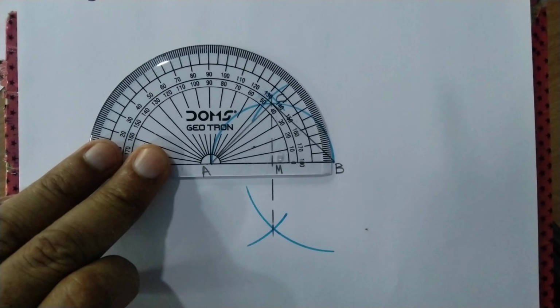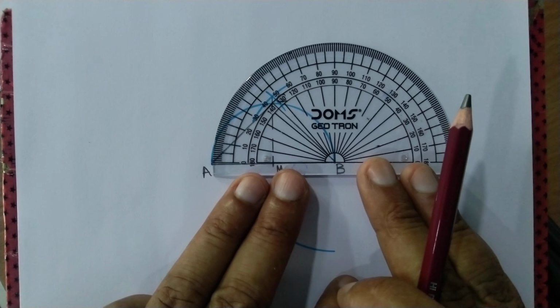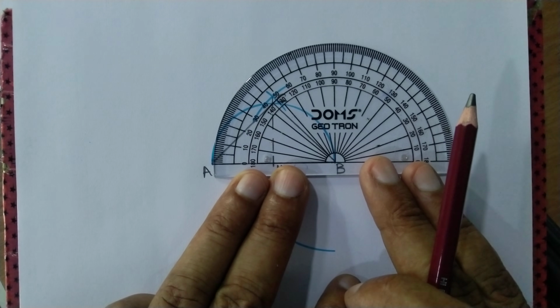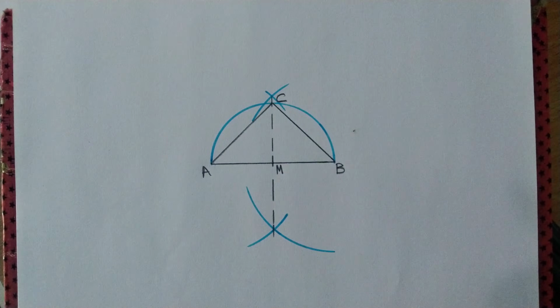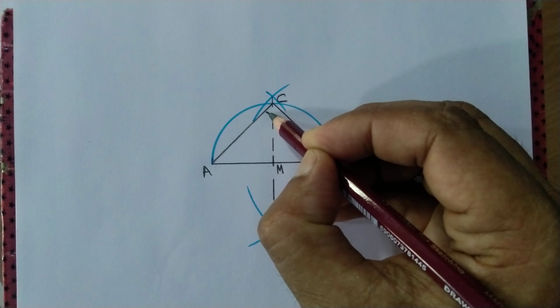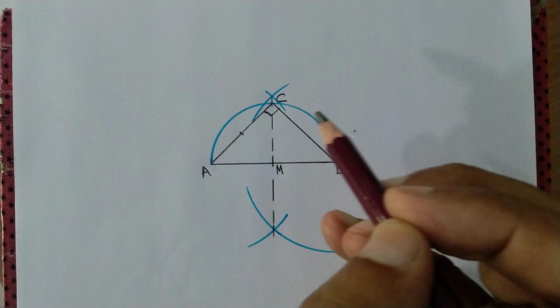Observe that angle A measures 45 degrees and so does angle B, and angle C measures 90 degrees, or it is a right angled triangle. Not just that, it is a right angled isosceles triangle.